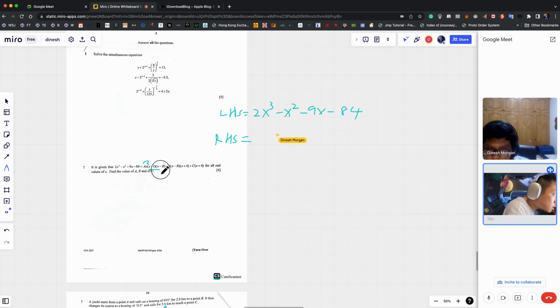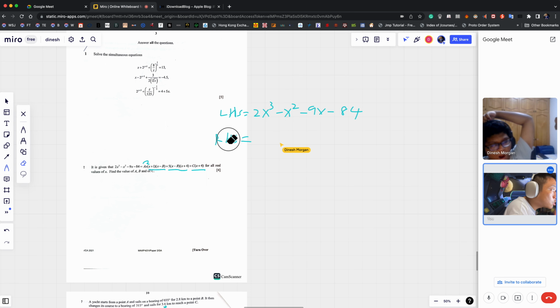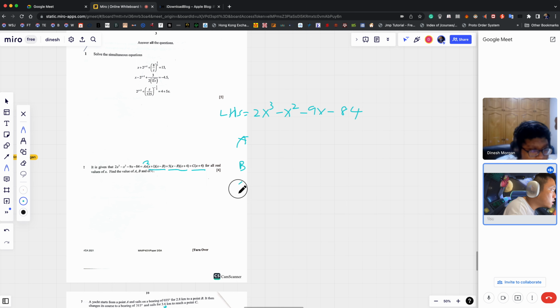Can you see that you have this x plus 1 and then x minus b, and then you have this, and then you have this. So you need to find the values of a, b, c, right? In a way, you need to form 3 equations, because 3 unknowns, 3 equations are needed to find 3 unknowns, right? Does it make sense?